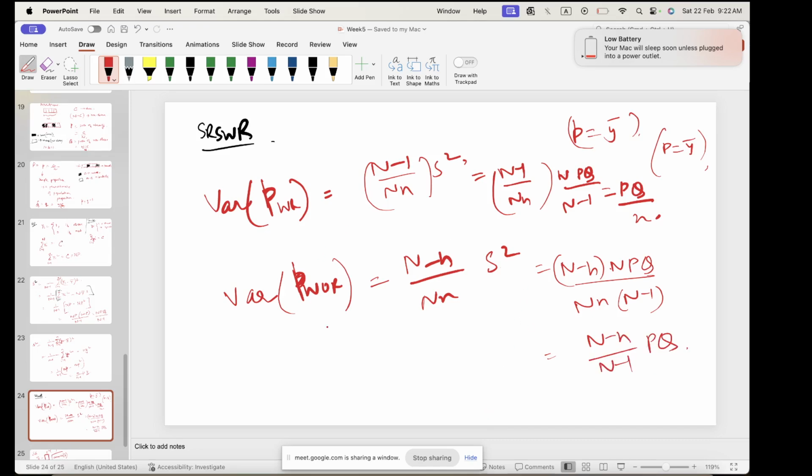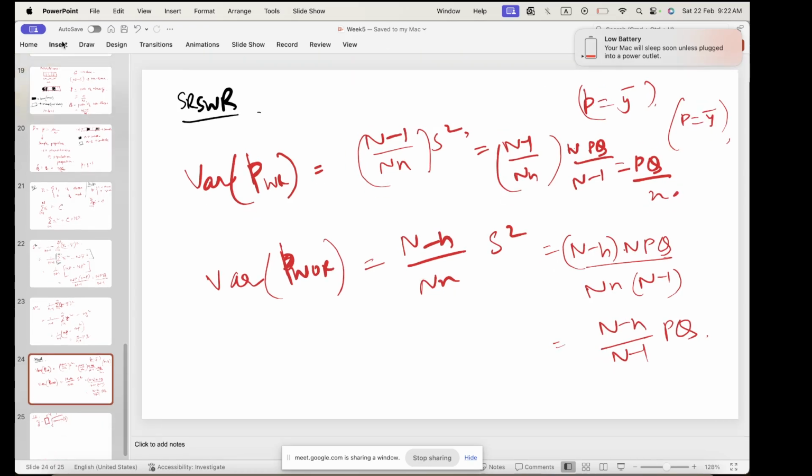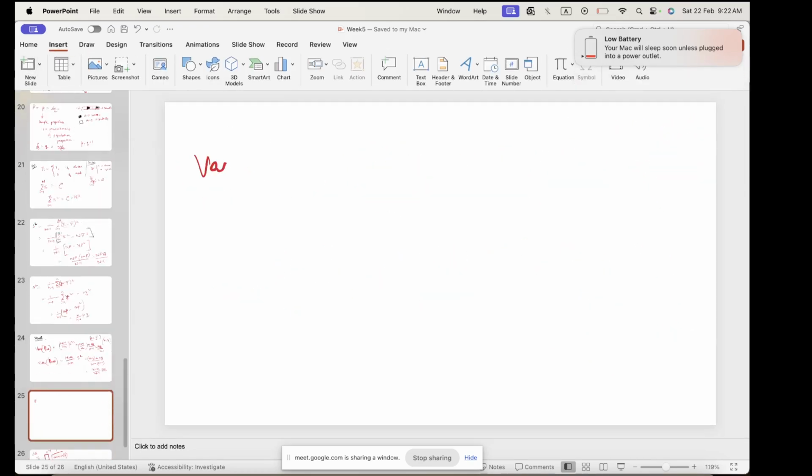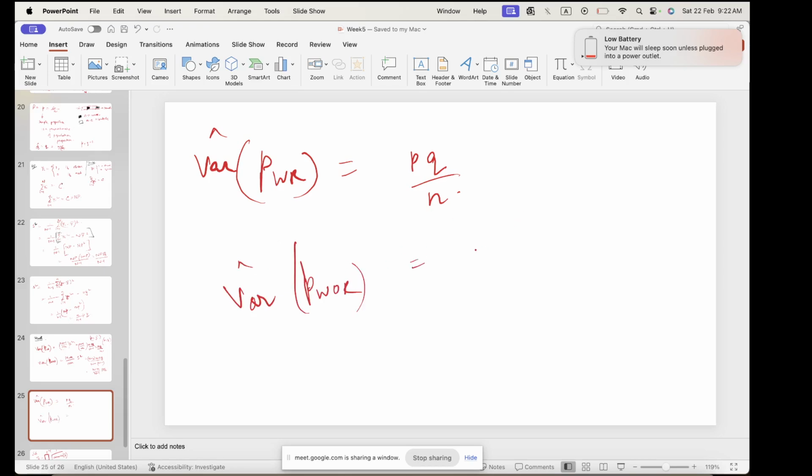And if we want to estimate, their respective estimates would be, variance of small p WR hat will actually be small p small q by small n, and variance hat of p WOR would be capital N minus n by N into small p small q by n minus 1.